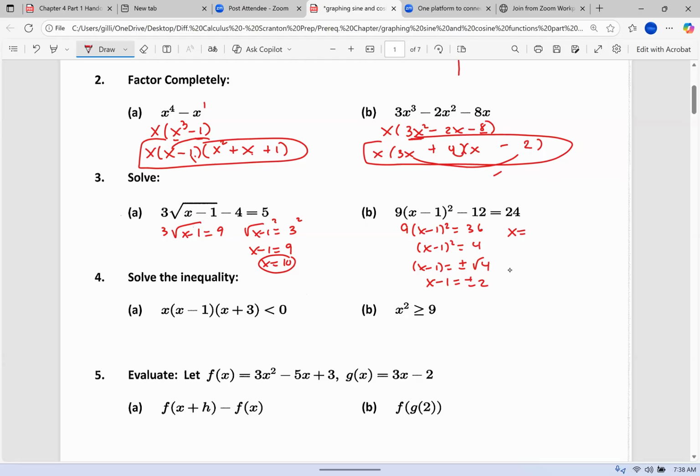x minus 1. I'm just going to add this 1 over. Plus or minus 2 plus 1. So 2 plus 1 is your 3. And -2 plus 1 is your -1.